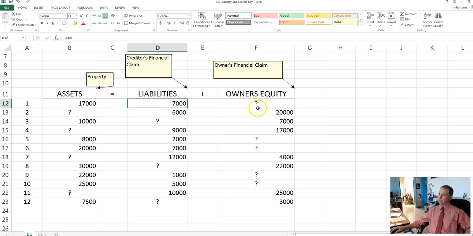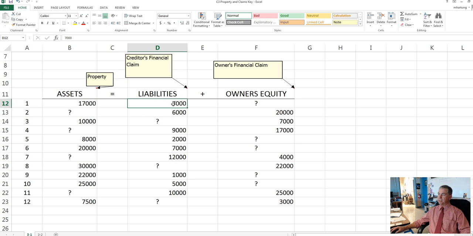meaning that the owner has in some way provided the financial capital to acquire or control the assets. So what we want to do here is take a look at the equation and find the missing quantities, to gain a better understanding of how the accounting equation must remain in balance at all times. In this first situation, we have 17,000 equals 7,000 in liabilities, and we don't know what the owner's equity is, but we do know that the total of this plus this must equal this.